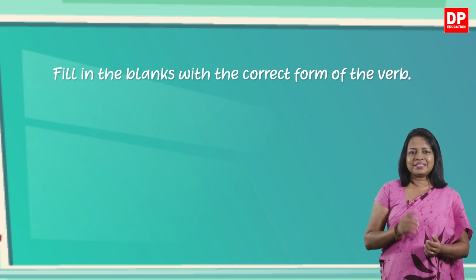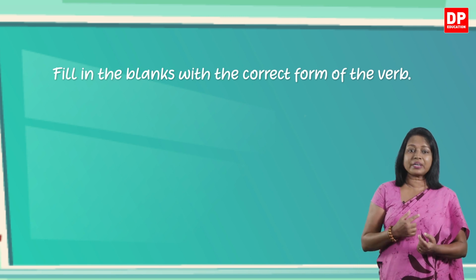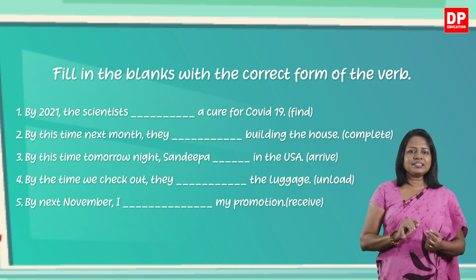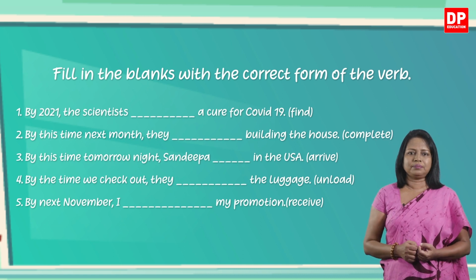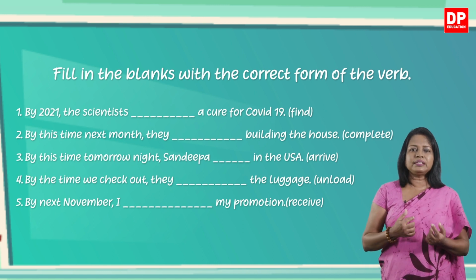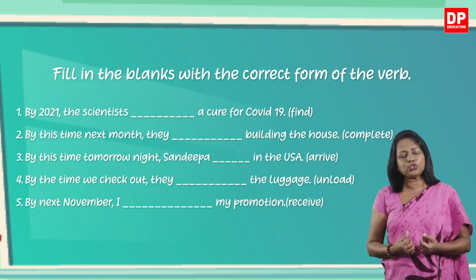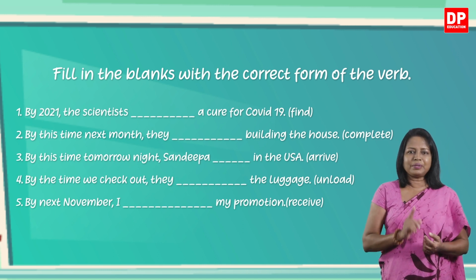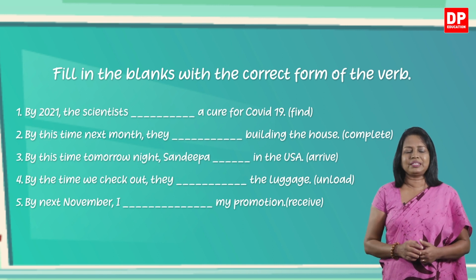Okay children, as now you are familiar with the future perfect tense, let's do an exercise to practice how to use it. Look at these sentences. These sentences talk about actions which will be completed sometime in the future. Therefore, these actions refer to future perfect tense. You have to fill in each blank using the correct form of the verb given in brackets to form future perfect tense. Remember, you have to use will have plus past participle form of the verb. You can pause the video and do it now.